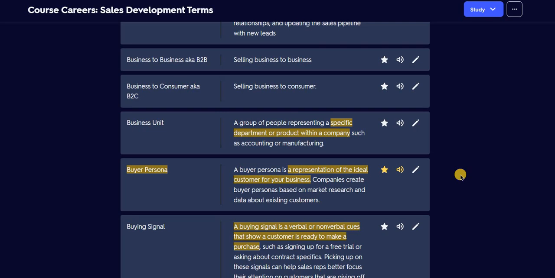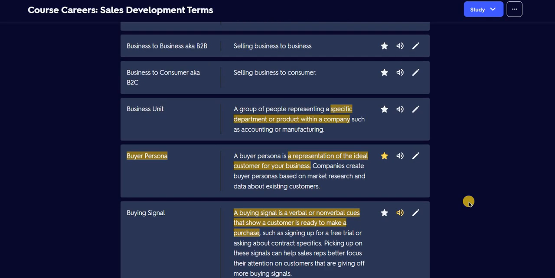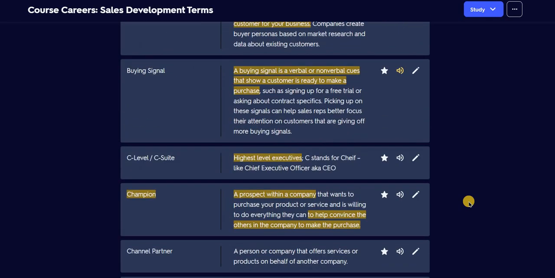Buyer Persona. A buyer persona is a representation of the ideal customer for your business. Companies create buyer personas based on market research and data about existing customers. Buying signal. A buying signal is a verbal or nonverbal cue that shows a customer is ready to make a purchase, such as signing up for a free trial or asking about contract specifics. Picking up on these signals can help sales reps better focus their attention on customers that are giving off more buying signals.